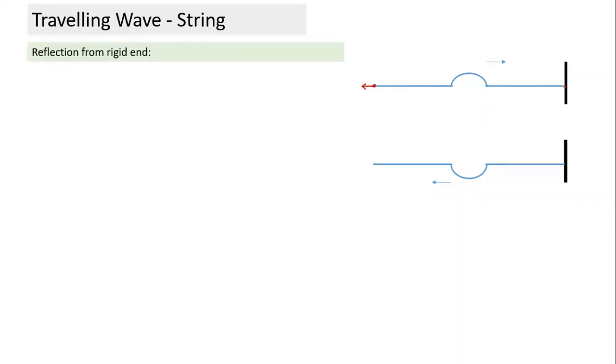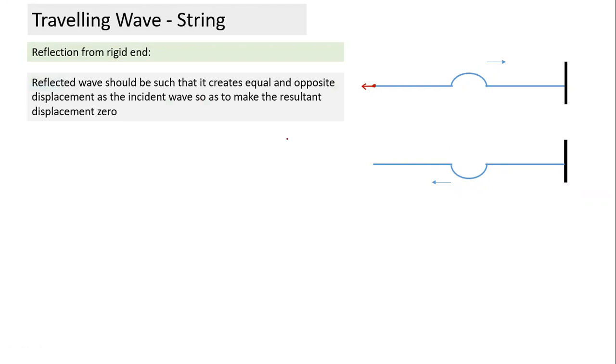When it hits a fixed support, reflection takes place, and this is the shape of the wave which gets reflected. If I look at these two figures, what do I say here? What happened here? The direction has reversed and the wave has inverted. The shape of the wave has also become inverted and the direction has reversed. Reflection from a rigid end. What is happening here?